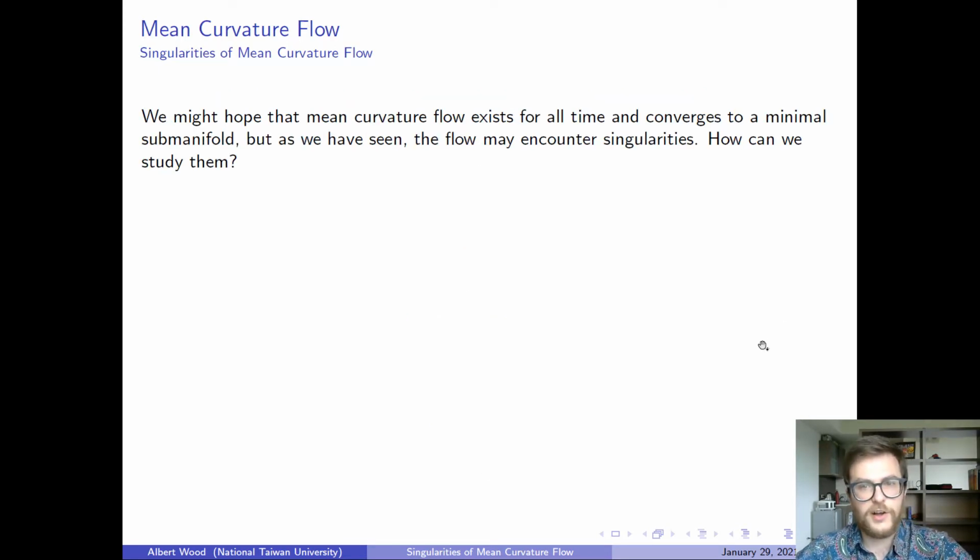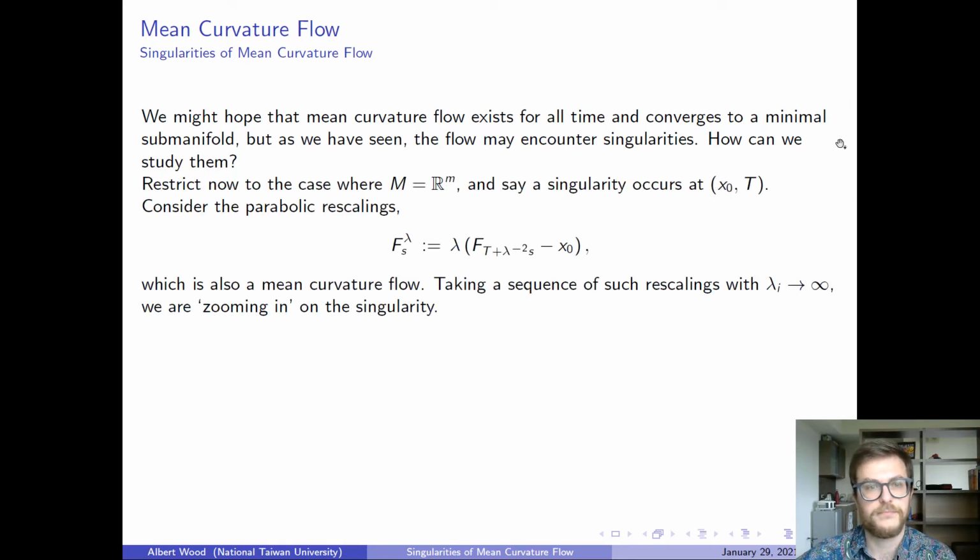Okay, so we've had lots of examples. As I mentioned before, we might hope that the flow exists for all time and converges to a minimal submanifold, since it's the gradient descent for the volume functional. But what actually happens is that often we get singularities occurring. So studying these singularities is very important, and a natural question might be, how many different kinds of singularities can we get, and what do they look like? Can we classify them? And can we tell when one will happen and when we'll get long-time existence?